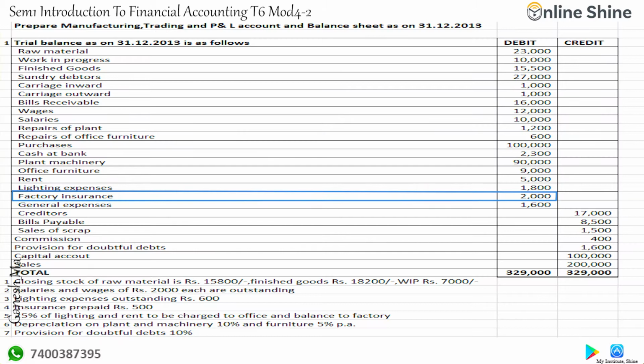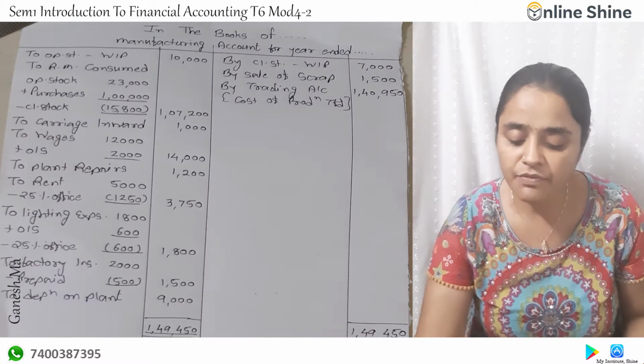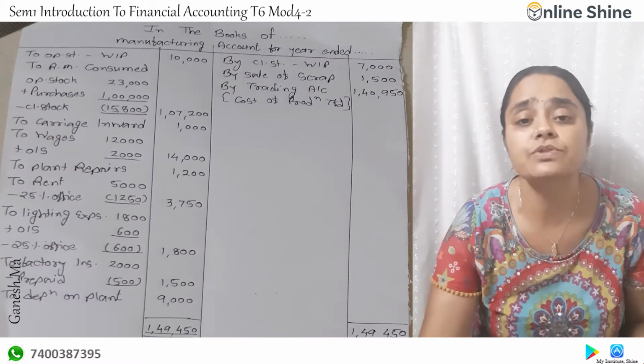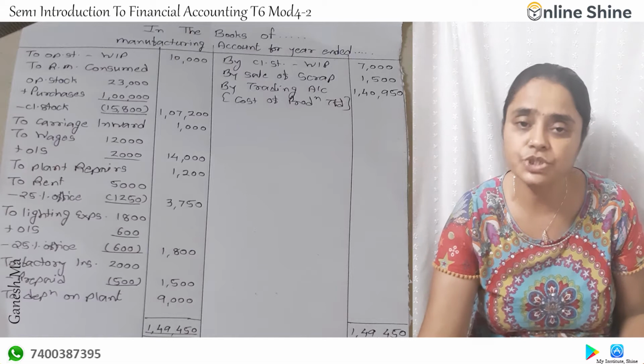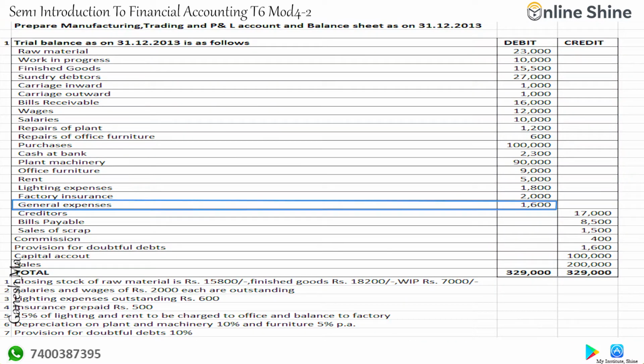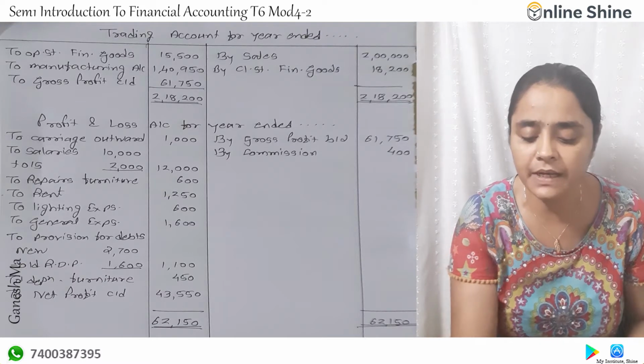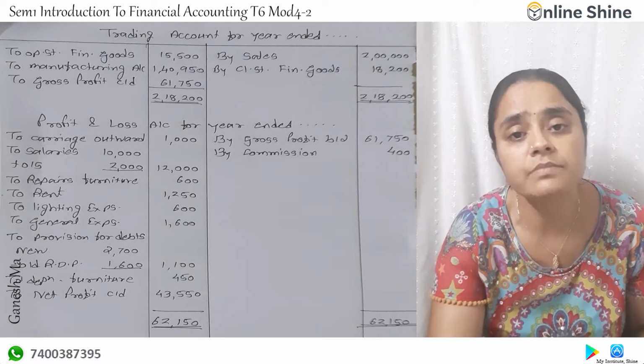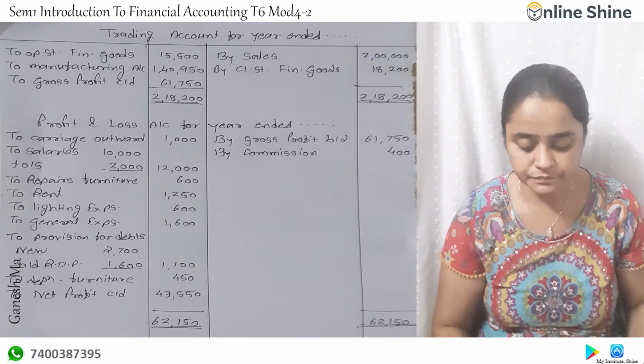Next item is factory insurance. Definitely it is related to the production. It is related to the factory, so it is a part of the manufacturing account. Factory insurance, there is some adjustment, so we have put it in the inner column. Factory insurance rupees 2,000. Next one is general expenses. Definitely this is an indirect expense. So it will come in the P&L account directly in the outer column, general expenses.